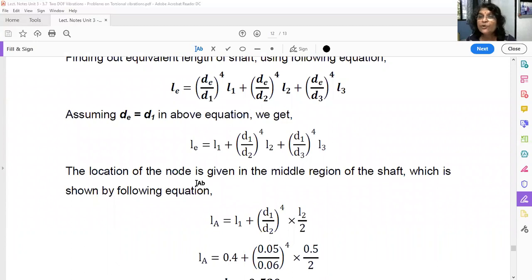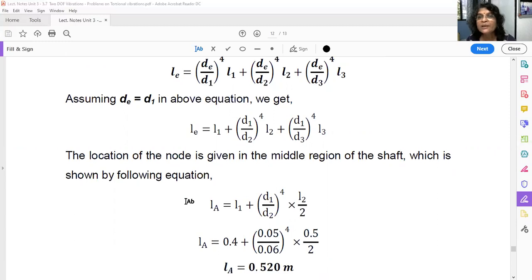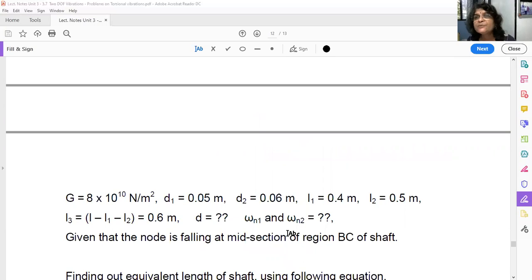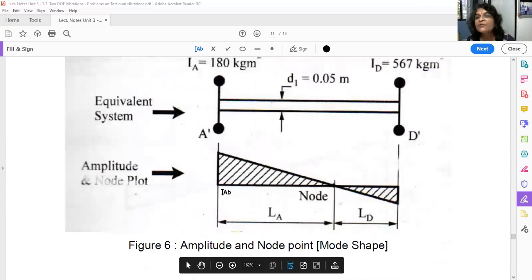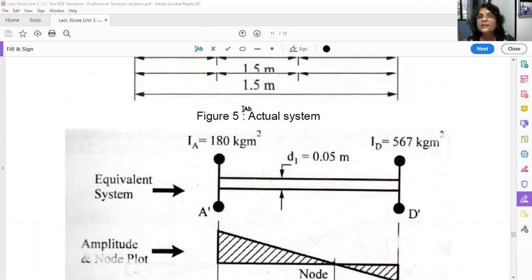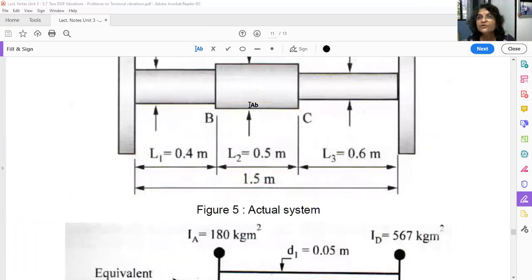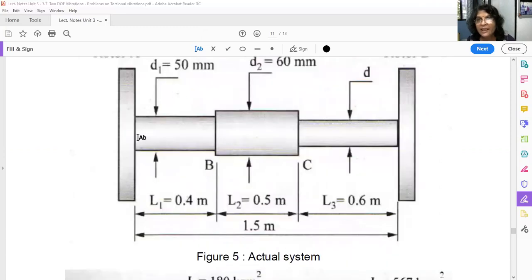See, the location of the node is given in the middle region of the shaft, which is shown by the following equation. Okay. This LA, the location of the node, is known to you. Now I told you, you have to follow the reverse procedure. See here, this is your LA, and we have to find out this LA. It is lying here. So when we take DE is equal to D1, L1 is this one, and up to here, this is your LA in the equivalent system.